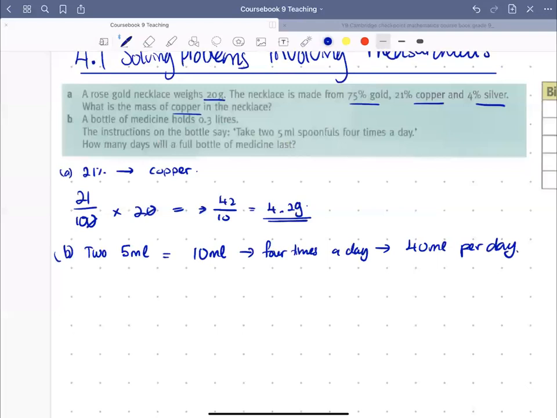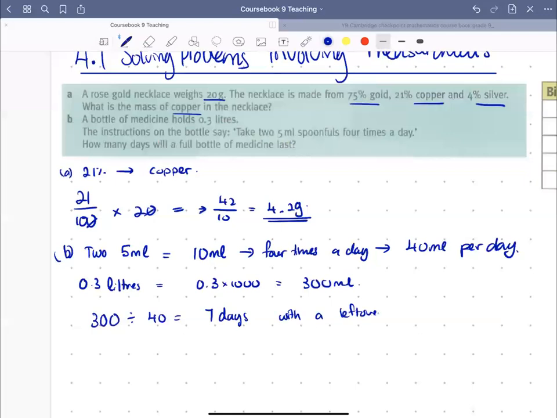So we have 300 milliliter or 0.3 liters, which equals 0.3 multiplied by 1,000 to get how many milliliters we have. We have 300 milliliter. So we need 40 milliliters per day. So we're just going to take 300 divided by 40. We should get 7 days with a leftover of 20 milliliters, because 7 times 40 is 280.